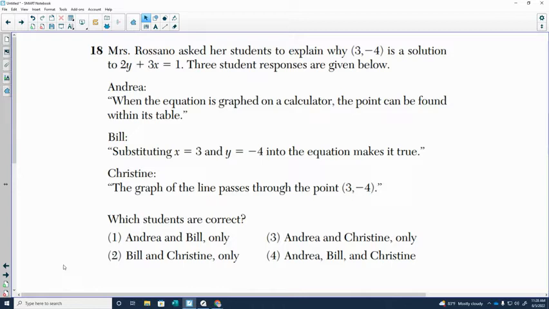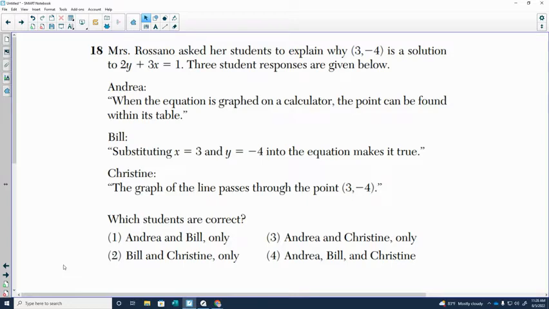This is one of those questions where they're asking which of those students is correct. Is it Andrea and Bill? Is it Bill and Christine? Is it Andrea and Christine? Or all three, Andrea, Bill, and Christine? All right, well, that means we have to try to do each one.